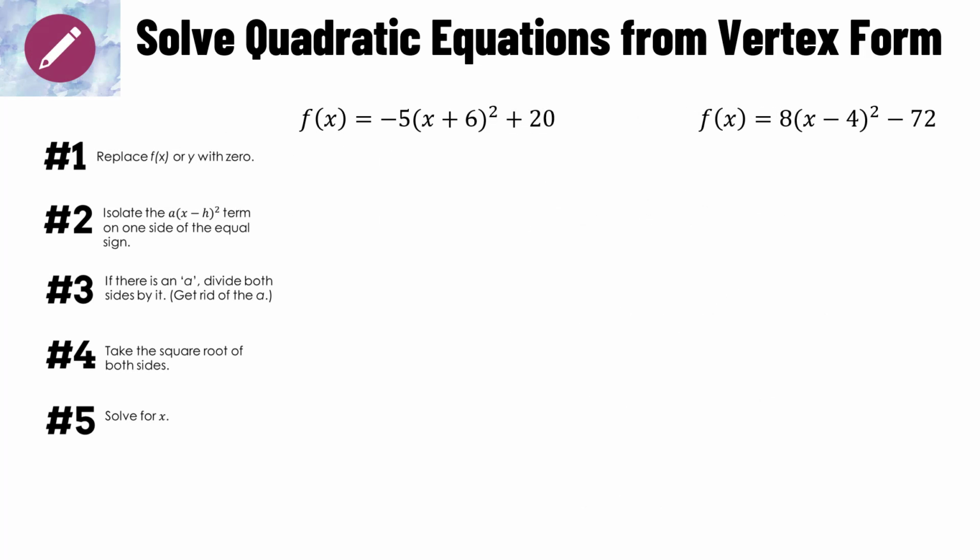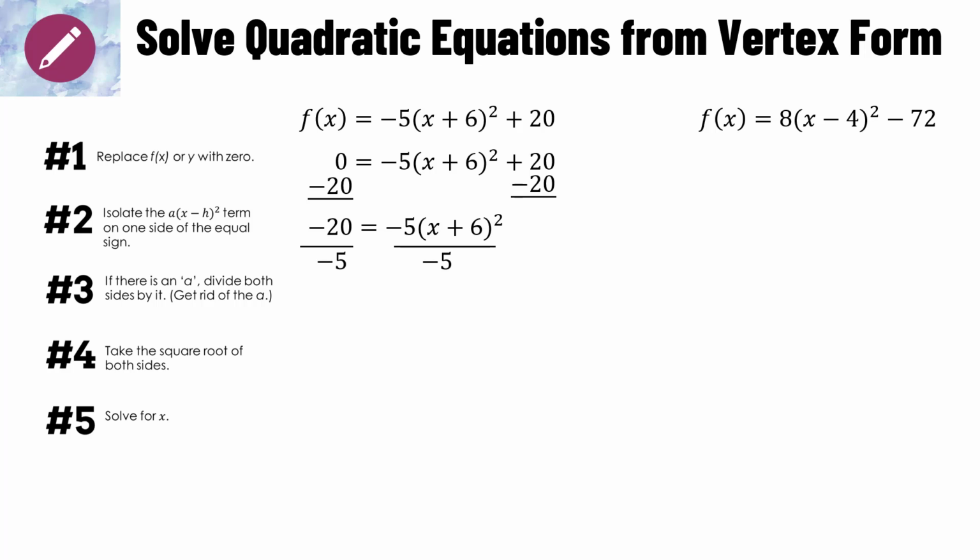Let's look at our first equation. f of x equals negative 5(x plus 6) squared plus 20. First thing we're going to do is put 0 in for f of x. Now, we're going to subtract 20 from both sides of the equal sign. That's because we want the square to be on one side. We don't want the negative 5 there. We don't want the a. So we're going to divide by negative 5 on both sides.